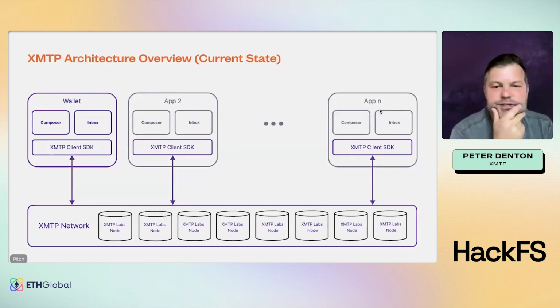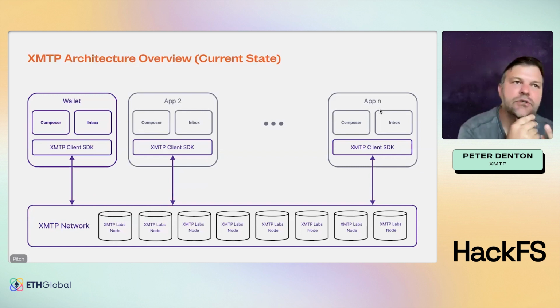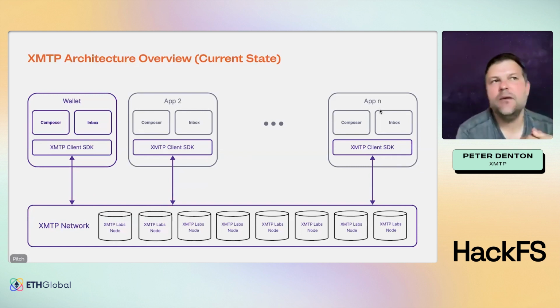So let's just, at a very simple level, look at the current state of the architecture. If you think about it, a wallet might have composer functionality that uses the XMTP SDK, and an inbox. So users, like the wallets that we're working with, will have an inbox and they'll be able to compose and receive messages facilitated through the SDK, and that will talk to the XMTP network.